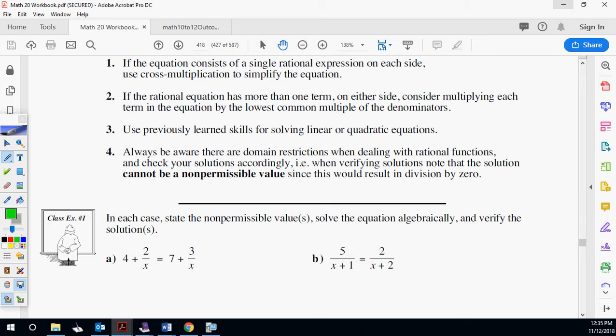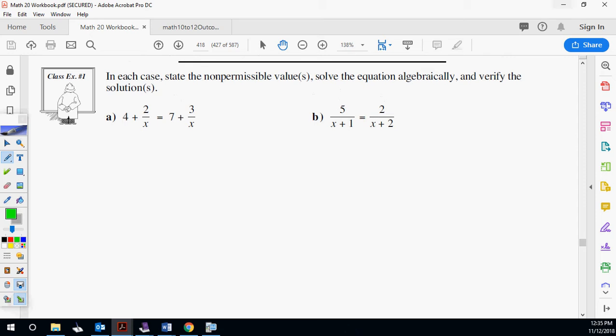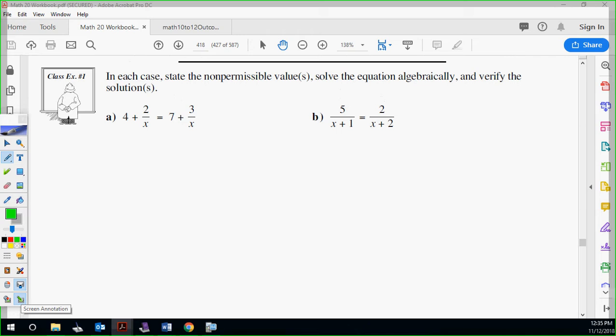Like I said, for part A, when you see multiple terms with different denominators, multiply by the lowest common multiple to get rid of your denominator, which means get rid of the bottom. So I'm going to go x, x, x, x. When I do that, it gets me 4x, x cancels, so plus 2. 7x, x cancels, so plus 3. Now when you get there, you should be comfortable: now we just solve. So I minus the 4x.